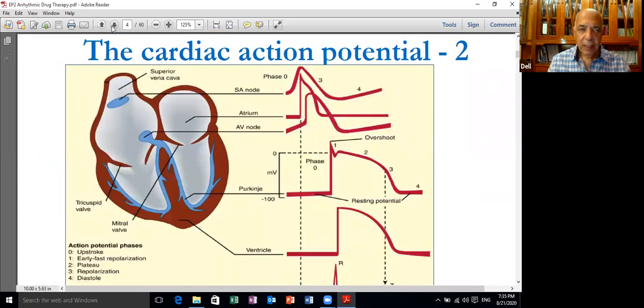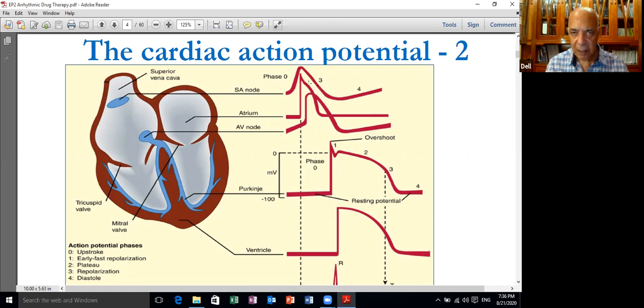Now, if you look at this diagram, you will realize that the action potential is extremely heterogeneous in the myocardium. And this is the reason the myocardium is very vulnerable to arrhythmia. If you go from the sinus node, you will find that the action potential is completely different from the action potential that we just explained in the ventricle. The zero phase is slowly rising and is calcium dependent. And the duration of the action potential is short.